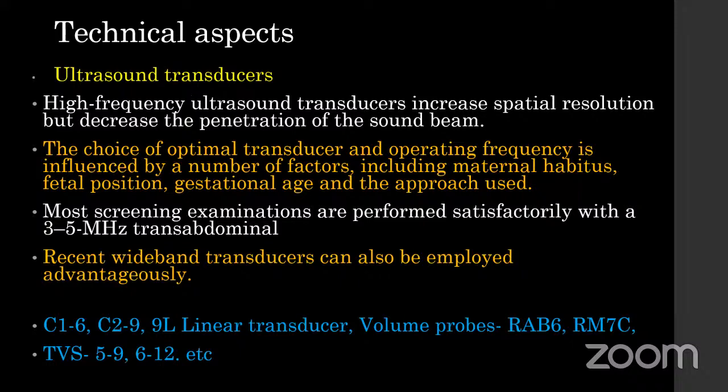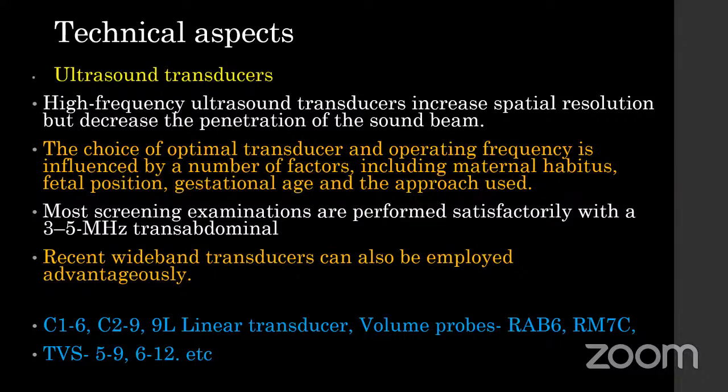The technique basically involves use of a high interplay between various transducers. You choose a high frequency transducer. The spatial resolution increases, but the penetration comes down. So you need to choose from the array of transducers based on the gestational age, the maternal body habitus, and various other factors. Usually they use a transducer ranging between 3 to 5 megahertz. Recently, you have wideband transducers, but I have an array of transducers: 1-6, 2-9, 9L, the linear transducer, volume probes. You have an array of transducers which help you to cater.